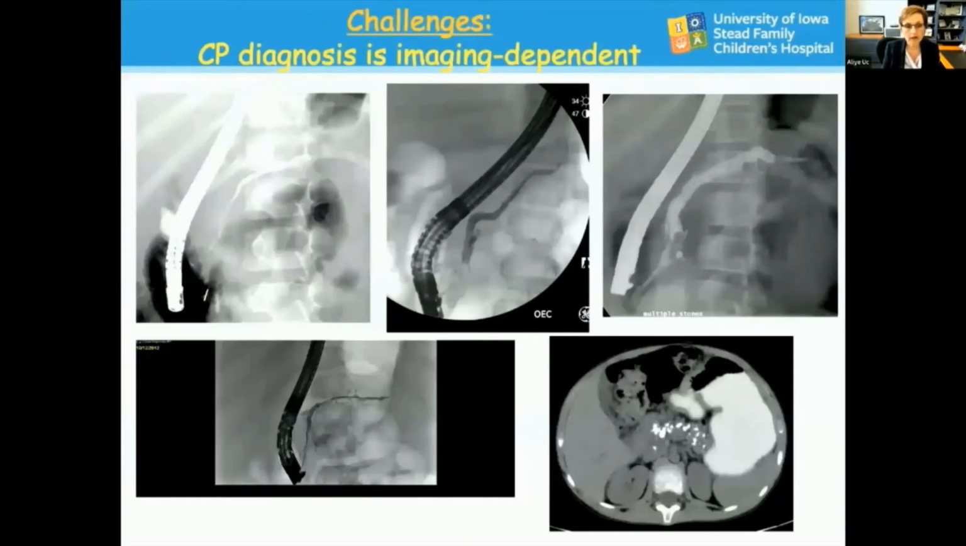Talking about the challenges, as I alluded earlier, the diagnosis of chronic pancreatitis is very much imaging dependent. And that's not only true for pediatrics, but also for adults. As you see here, ductal changes with ERCP and calcifications on the CT. And those are late changes. So by the time these are manifested, the disease is quite advanced. So can we diagnose the CP at an earlier stage with non-invasive biomarkers? Can we intervene? And that is the focus of the consortium that we are in.